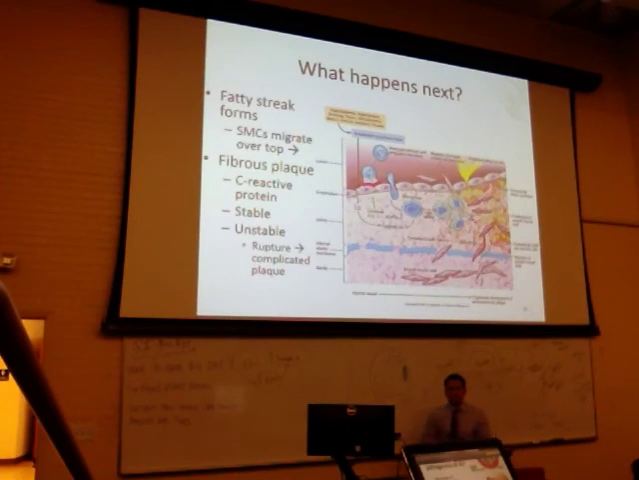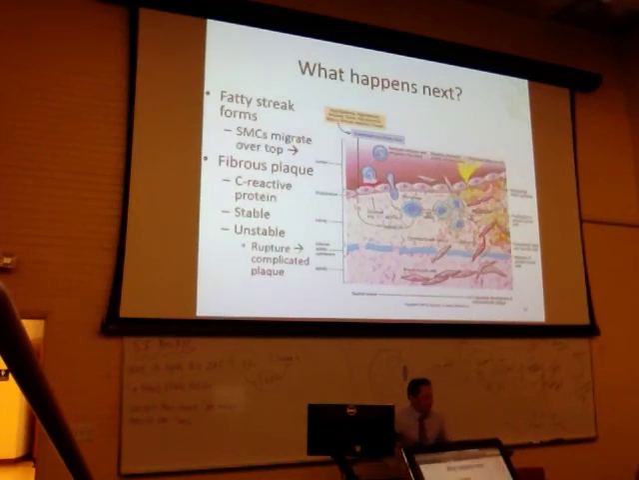You form this fibrous plaque, and in this fibrous plaque, you have trapped what's called C-reactive protein. This is a protein in the blood that circulates around, and it's elevated during times of inflammation. So we see this getting trapped in this particular area.